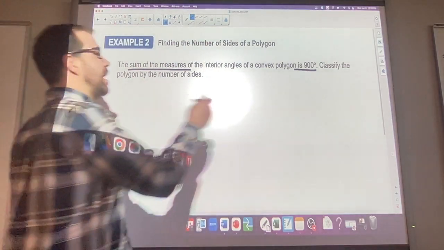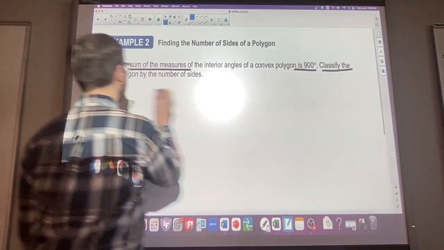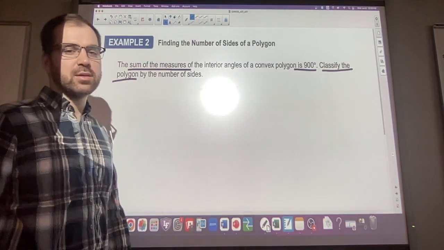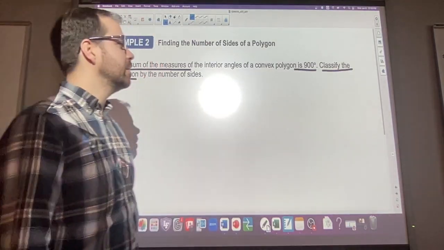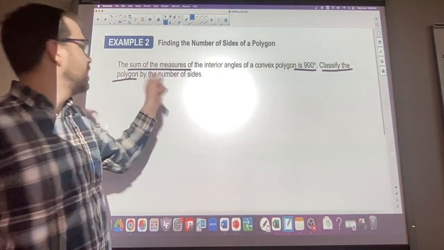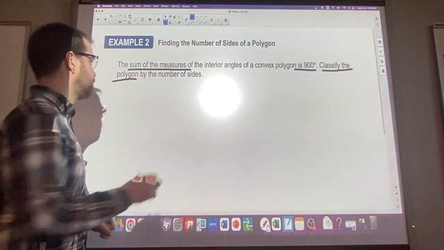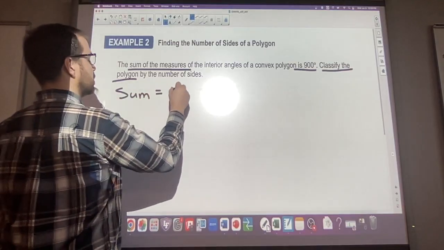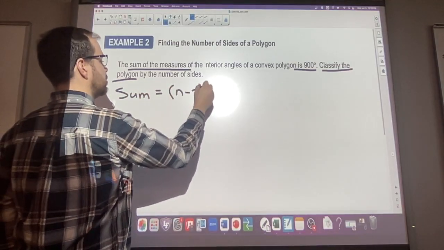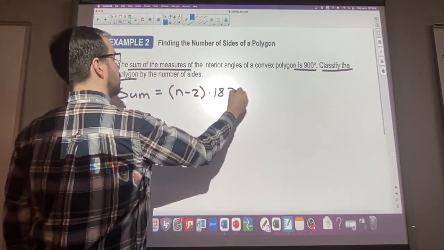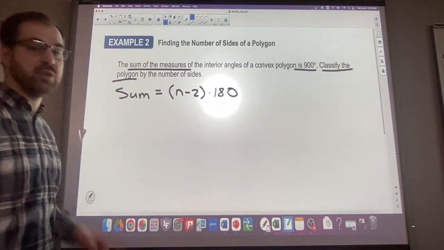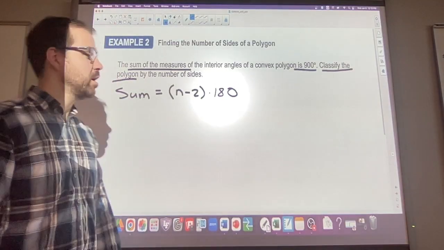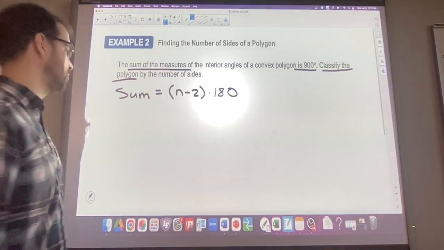Now we want to classify the polygon. I'm just underlining the key parts that you want to write down in your notes. The sum is 900, classify the polygon. So we know that the sum equals n minus 2 times 180. We do not know the number of sides, but we do know another part of this equation. We know the sum is 900.